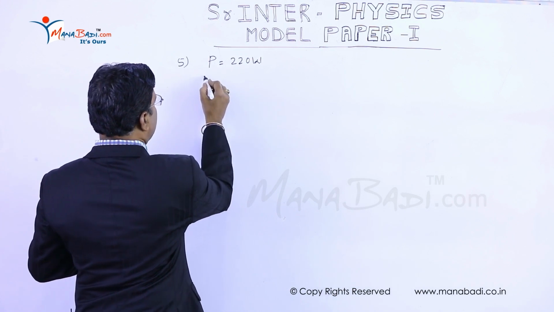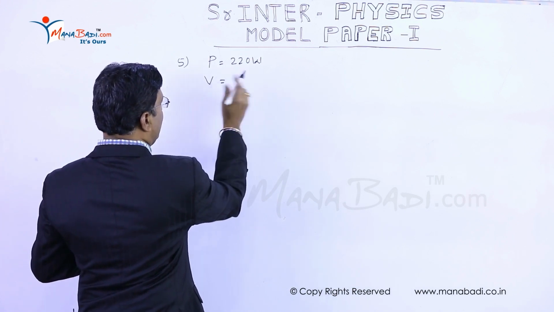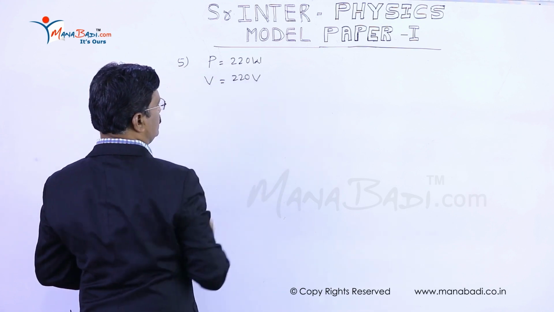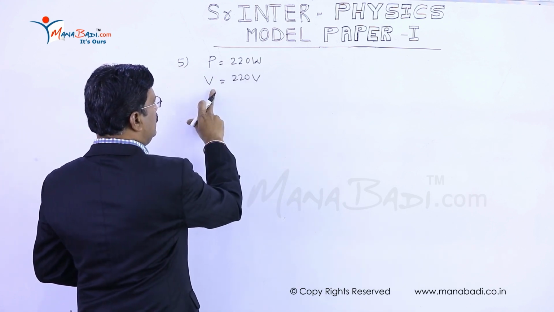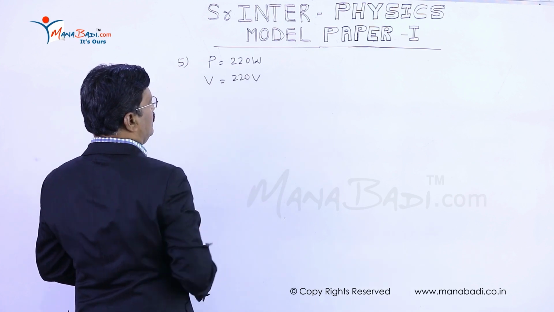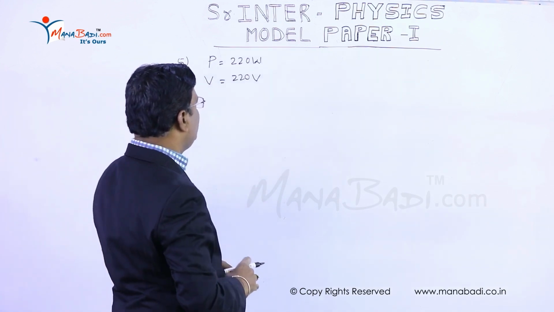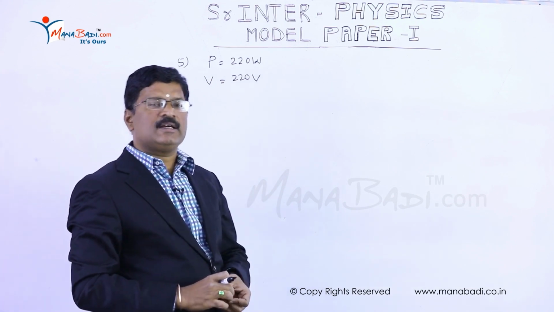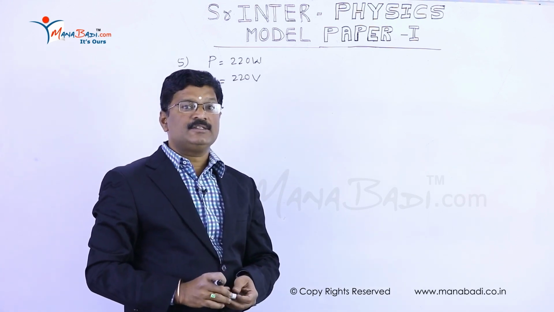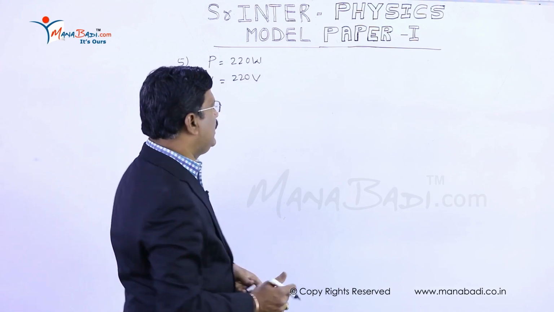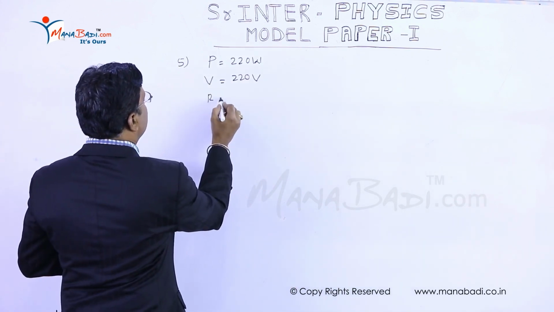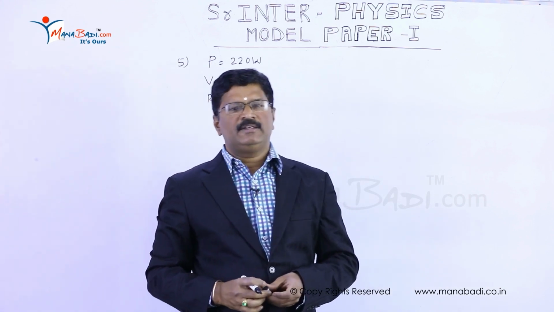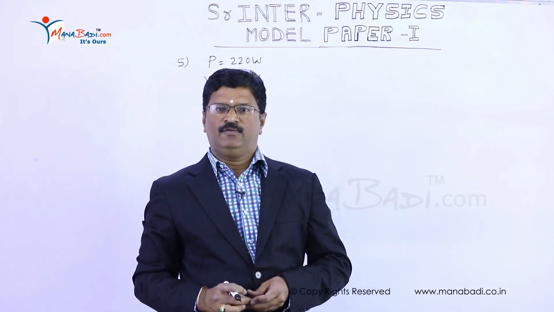So the potential difference that can be applied across it, at which its power will be 220 watts, is 220 volts. At this particular voltage, the rating of the bulb is 220 watts. Now he is asking us to calculate the resistance of the bulb. So we are supposed to calculate R, given power and potential difference.